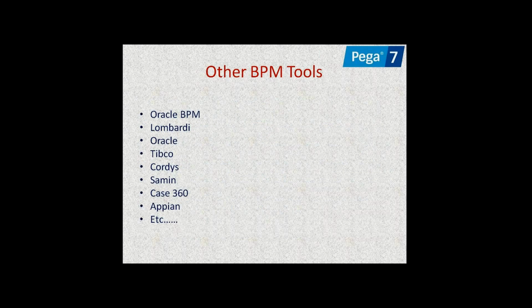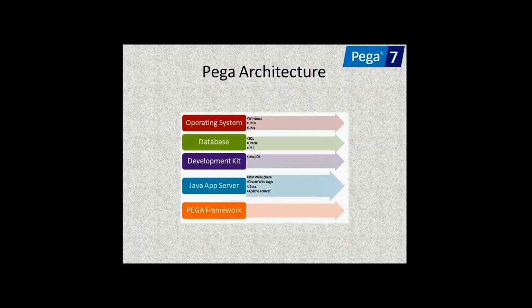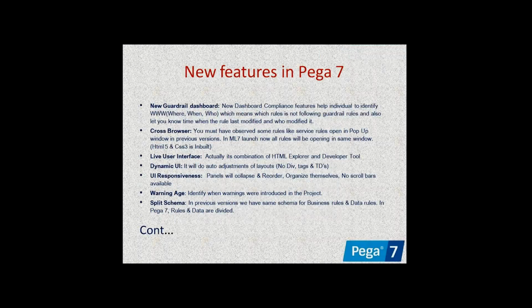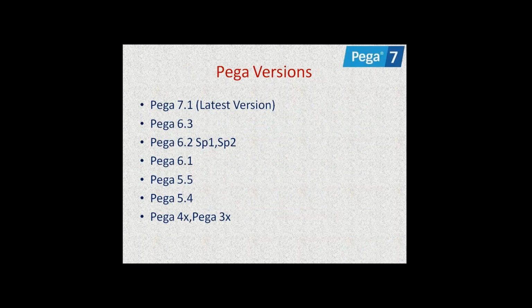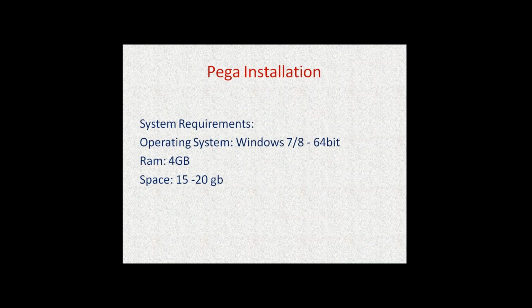In the market there are many BPM tools. When we compare Pega with any other BPM tool, it is one of the top BPM tools, and the best BPM tool in the market. Coming to the architecture, using this architecture we can install Pega. It supports Windows majorly, any database, any application server, and it works on Java JDK. Right now it is Pega 7.1. Some of the new features I'll cover in the coming sessions. These are the versions in Pega.